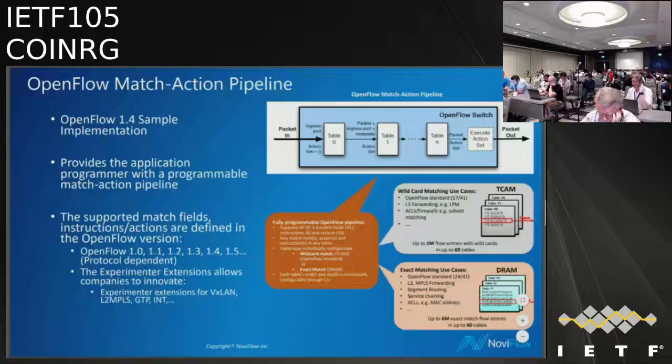So a good example here is the NoviFlow implementation, where you have up to 1 million flow entries in a TCAM in up to 60 different tables. And then in the exact match use case, you have up to 6 million rows or flow entries in up to 60 tables. So the application programmer can really put together the pipeline using these primitives that then supports the application.